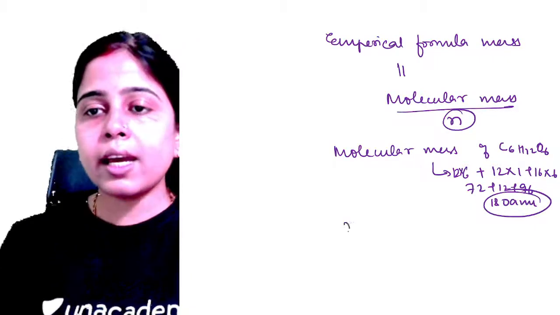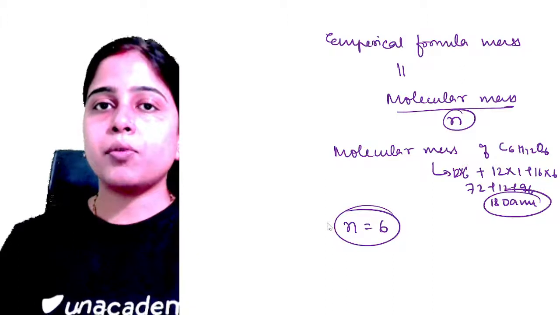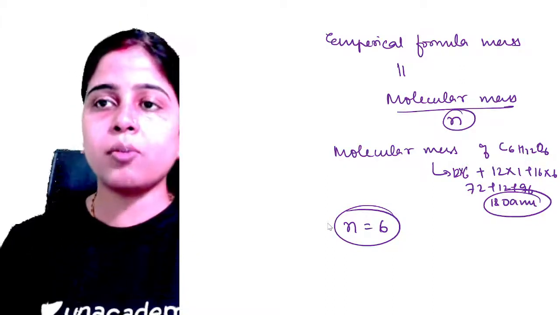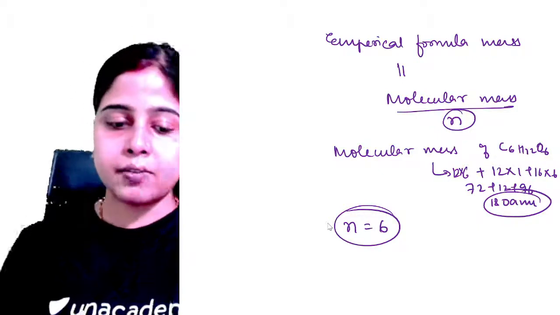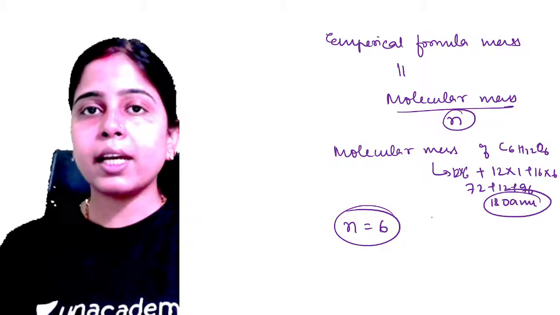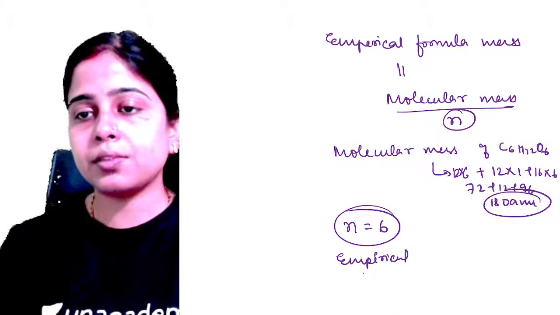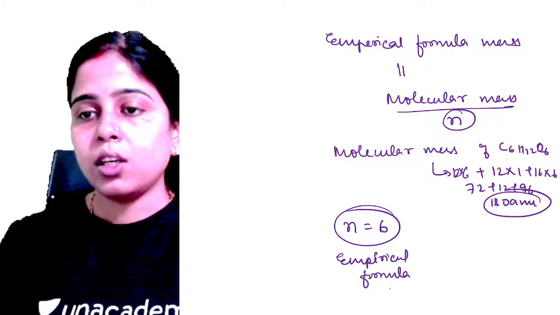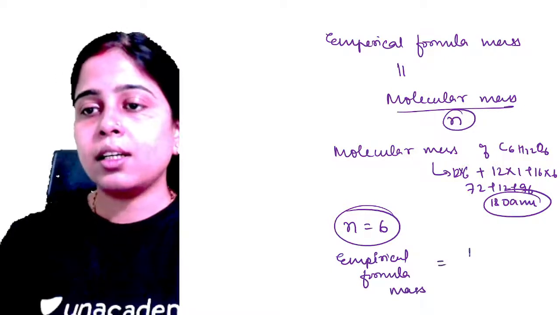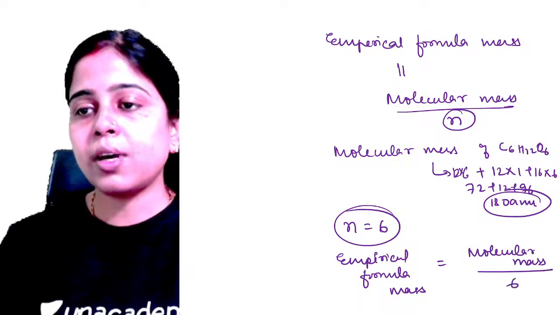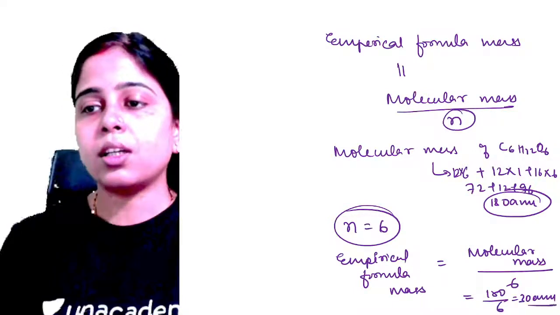What is the N over here? 6, because if you find the HCF of the number of atoms of carbon, hydrogen and oxygen in the formula of glucose, you will get HCF as 6. So here N is equal to 6. So if you have to find the empirical formula mass, you can simply divide your molecular mass by 6. So 180 by 6, you get 30 AMU. Clear? So you are getting the similar answer here also, you can see.